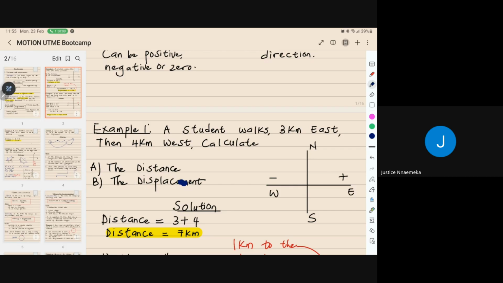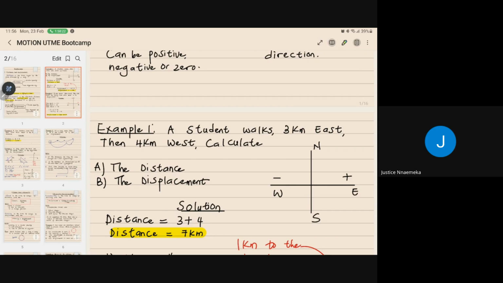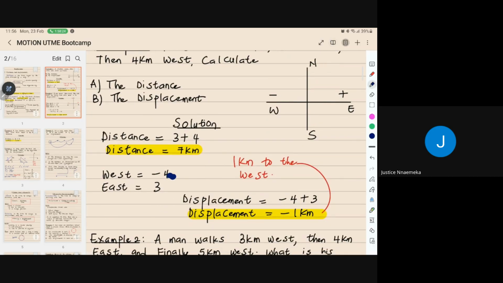Then for displacement, I said we have to account for the compass bearing, your four cardinal points: north, south, east, and west. And I said, let's use a convention. In this convention, this side is positive, here is negative, here is positive, here is negative, just to maintain the way you do your graph, right? So for that question, 4 is west, so it is -4, and east is positive, which is 3. We bring them together: -4 plus 3 will give us -1. So it means that the displacement is 1 kilometer. The magnitude is 1 kilometer, but the sign is telling us the direction, right?